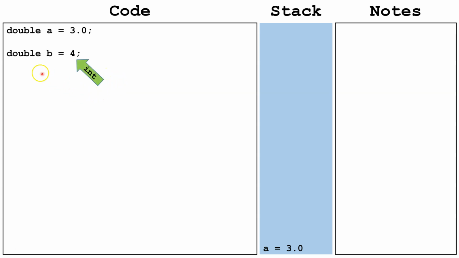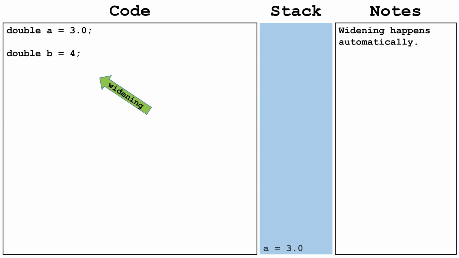Next, we'll notice that here we're setting double b equal to 4. The 4 is an int, and the b is a double. This is what we call widening, because 4 needs to be widened to 4.0, adding precision. This can happen automatically, so then when we place it on the stack, it automatically converts it to 4.0.